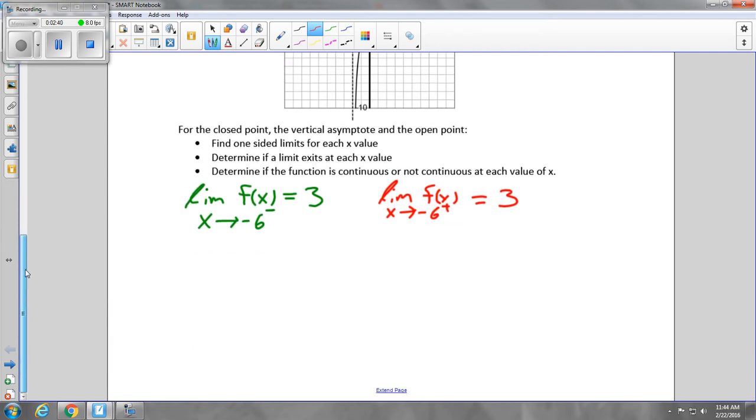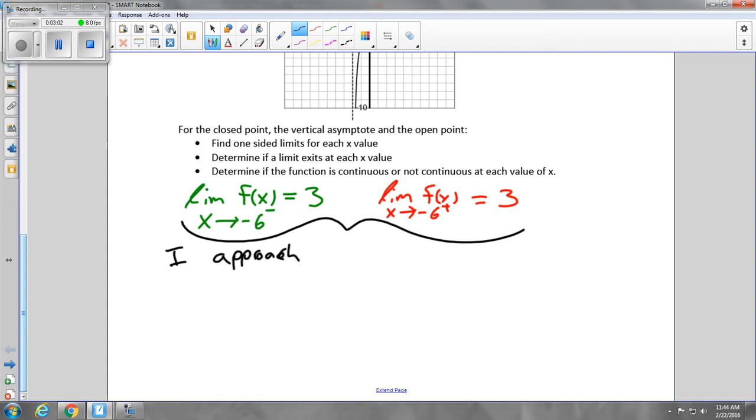So that brings me to the first thing it has to have to be considered continuous, and that is, number 1, approaching 3 from both sides.